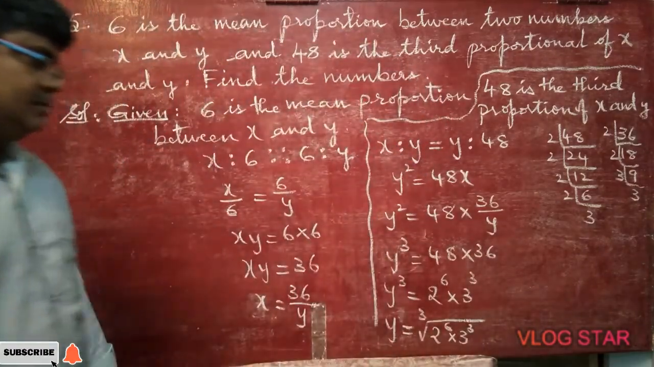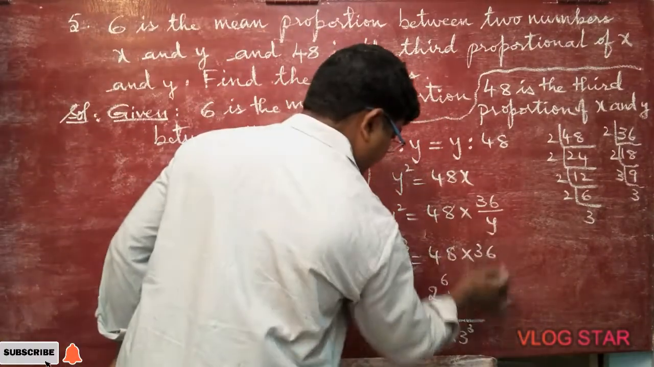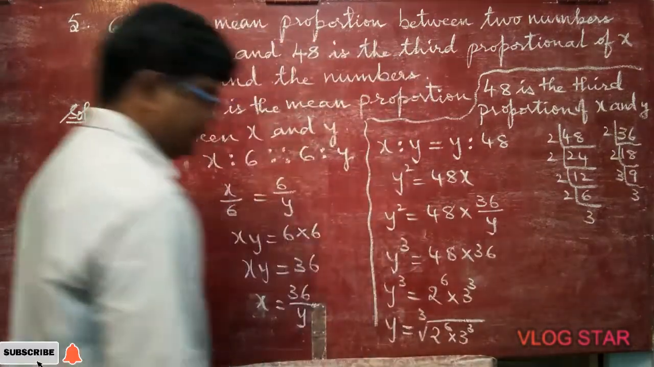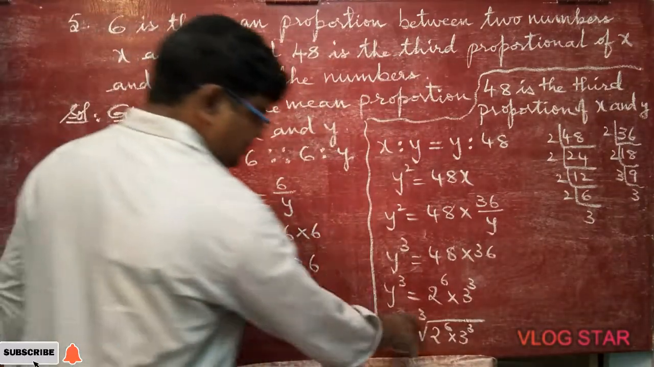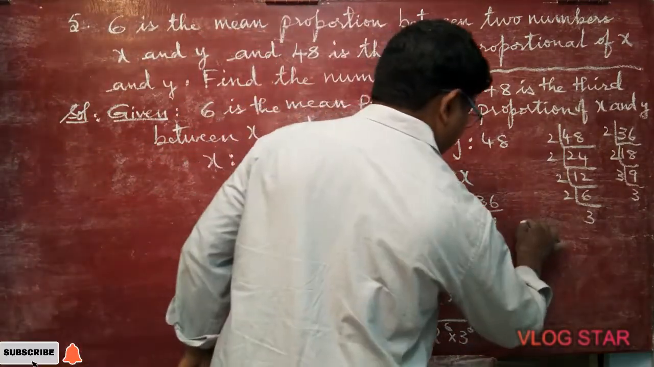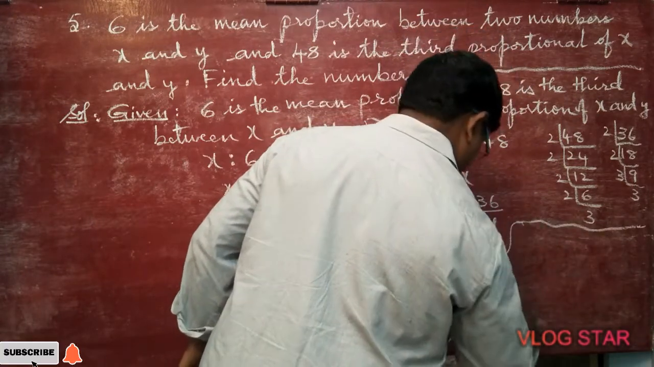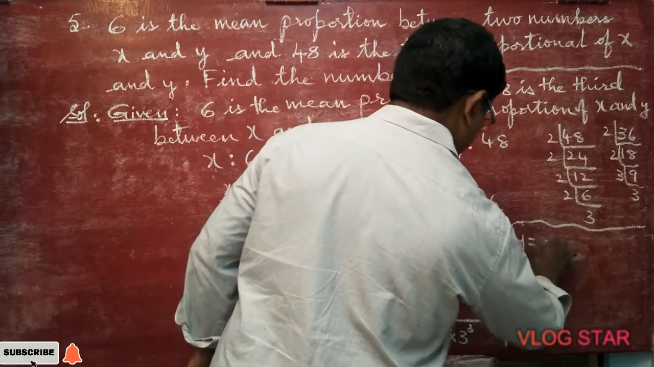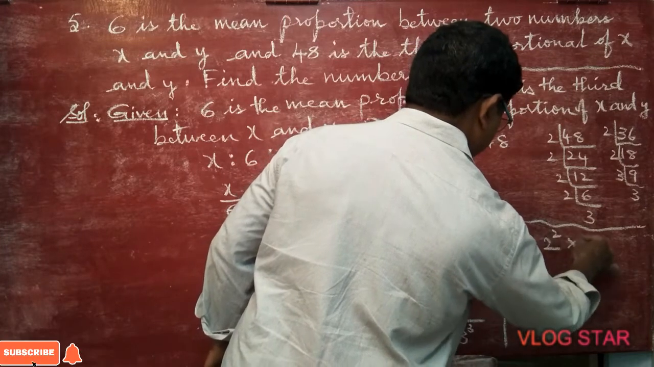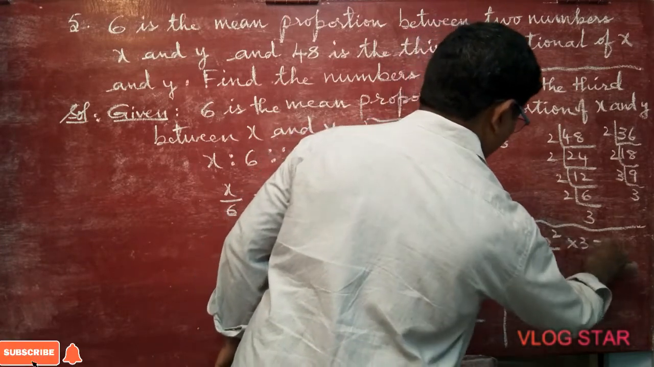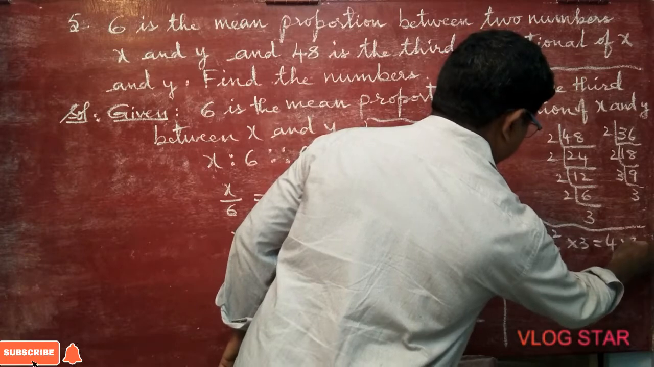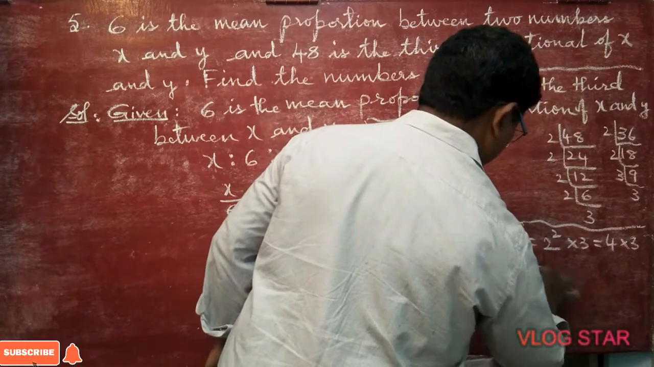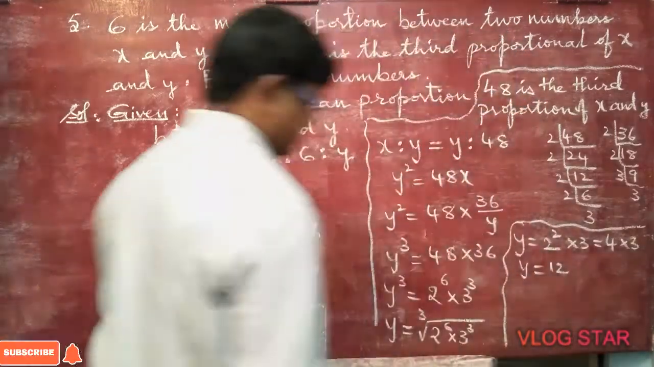Are you able to follow? Is it clear? So now 3 goes in 6 2 times. So y is equal to 2 square into 3. 2 2s are 4, 4 into 3. So y is equal to 4 3s are 12, you got.